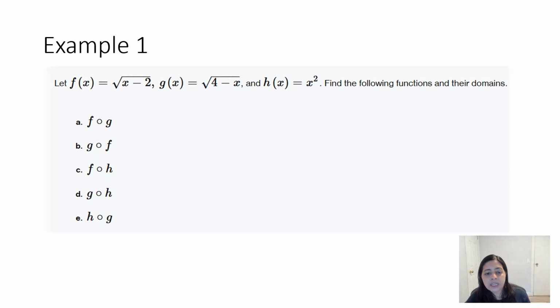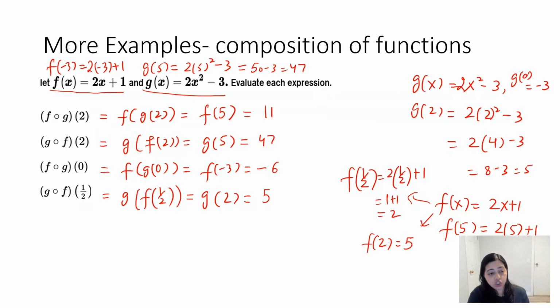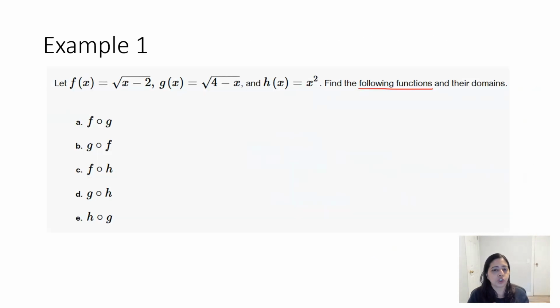So here we have example number 1 on finding the domains. First we have to find the functions, and then we have to find their domains. Earlier examples focused on finding the composition of functions at specific points, but now we have to evaluate composition of functions in general. How do you know? Because when nothing is mentioned, you are not given any specific point here. So that means we are talking about f of g at a general x. We have to evaluate f of g(x).